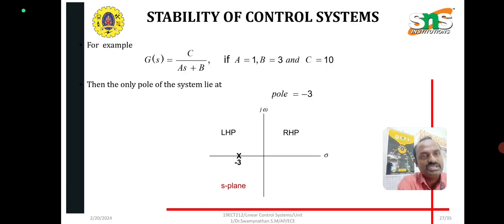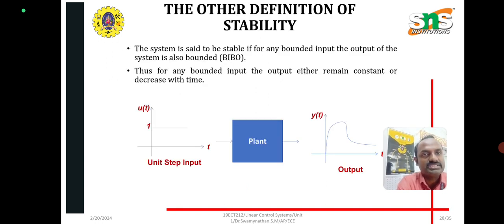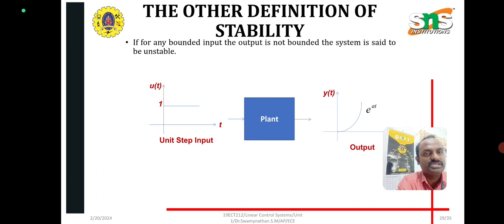And again G(s) is c divided by as plus b, the a, b, c values are given, and you get the pole equal to minus 3. Minus 3 means it is on the negative side. Next is the other definition of stability, bounded input, bounded output. If the system is stable, then bounded input gives bounded output, for example a unit step input, that is 1 u(t). Unstable means the input is bounded and the output is not bounded.